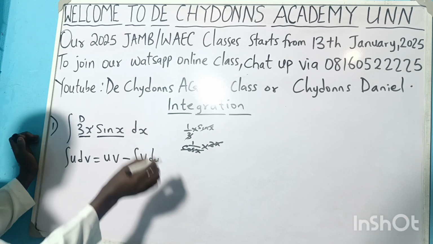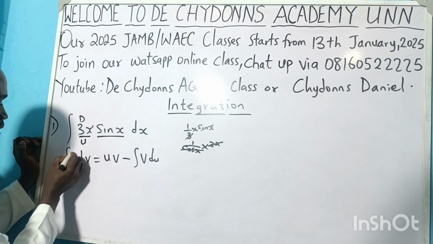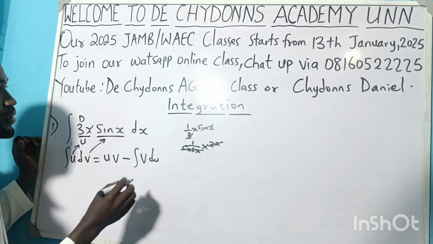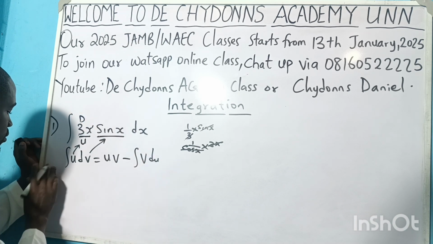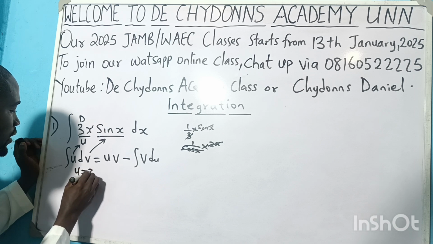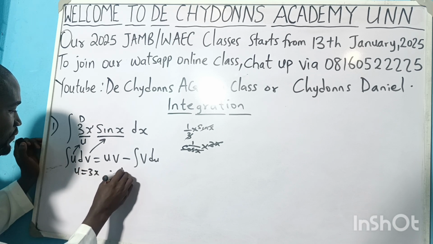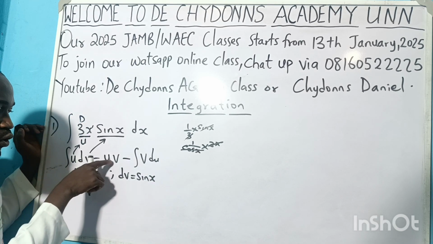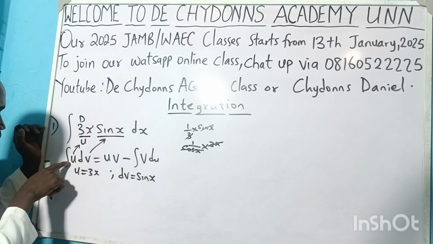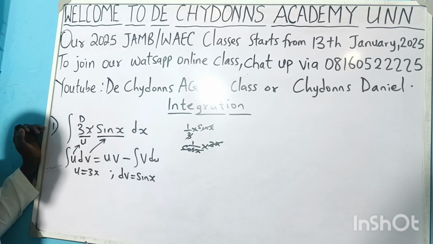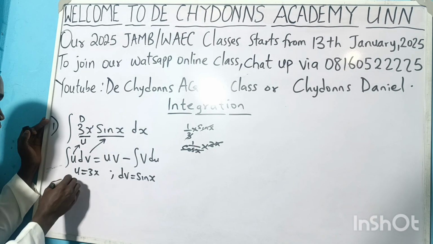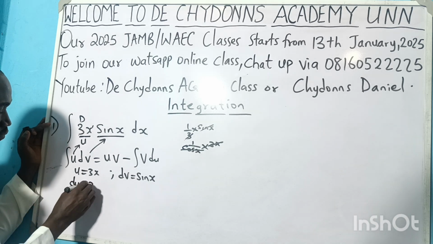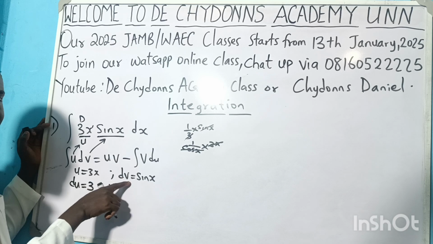How do we do that? I will call this first one my u, and I will call this my dv. That means my u is equal to 3x and my dv is equal to sine x. It is just the integral of u dv equals uv minus the integral of v du. Take the first to this, take the second to this, just like that. Then what you now do is get your du, that is, differentiate this u. If you differentiate this u, you have 3.